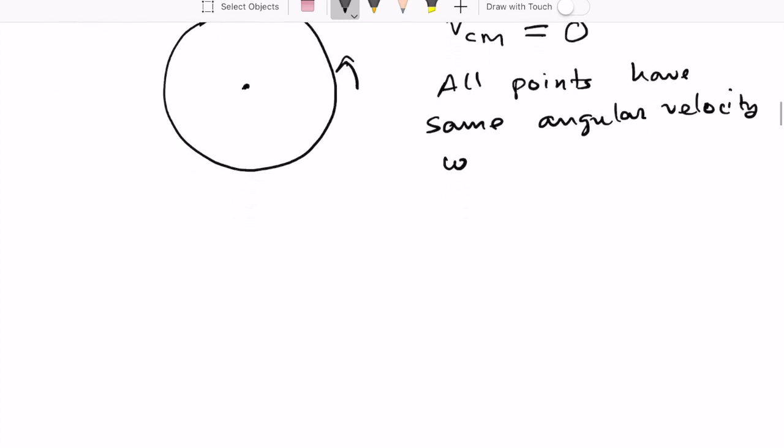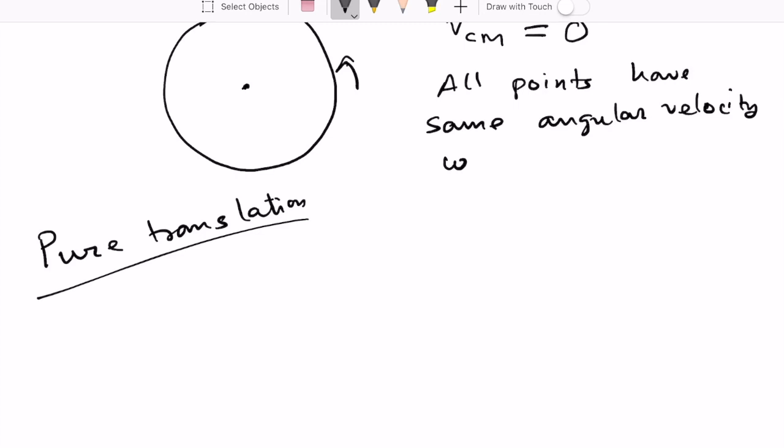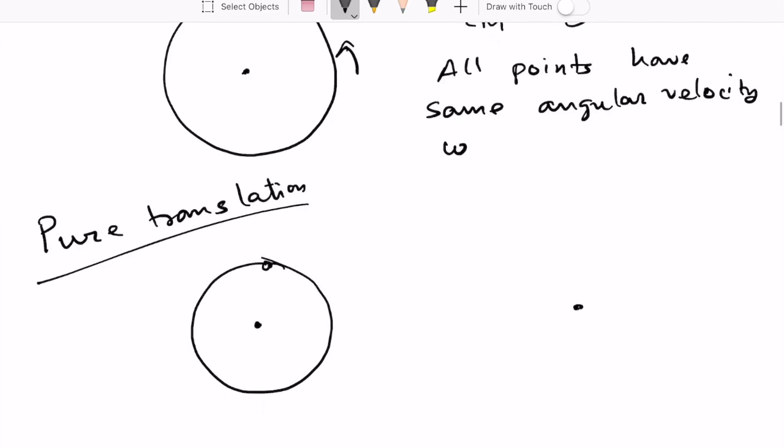What is pure translation? Pure translation is when, let's just take the same disk. You have the disk like this. This is a point at the edge. This is a point at the center. If you were to move the disk from here to here without changing its orientation in any way at all, just move the disk, this point at the edge is still exactly where it was relative to the center. That is called pure translation.